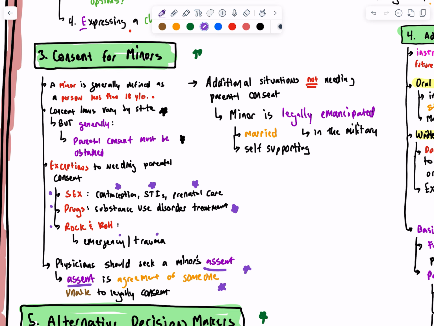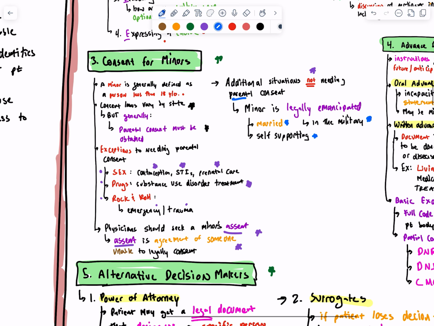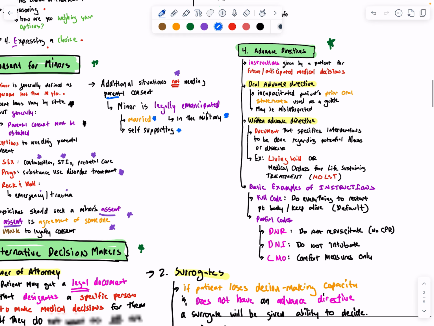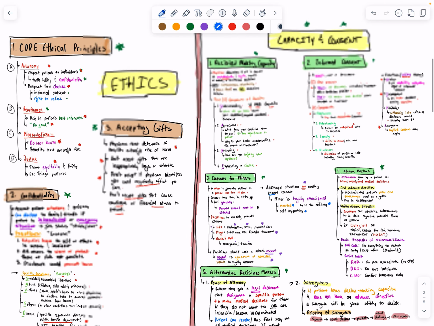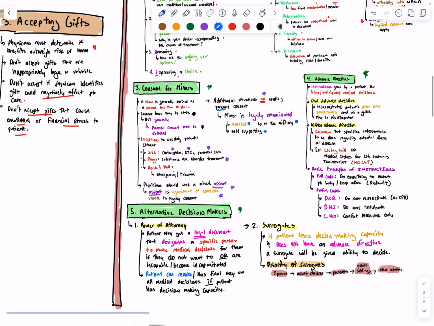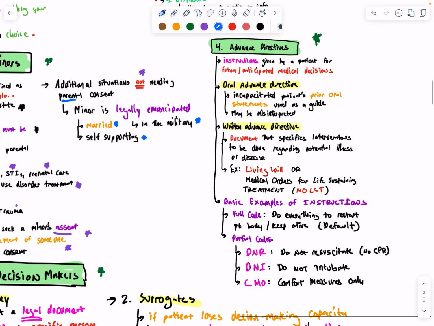It's an assent. All right, additional situations not requiring minor parental consent is when the minor is legally emancipated, meaning legally freed from their parents. Marriage is the big one, if they're in the military or if they're self-supporting, living on their own, free from their parents. All right, next big topic under capacity and consent is advanced directives.